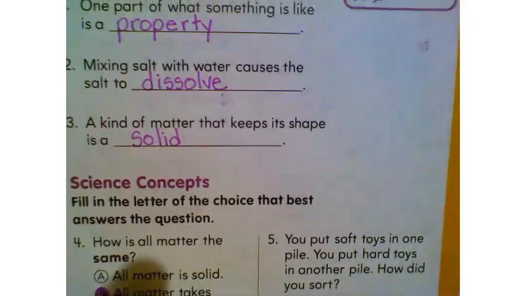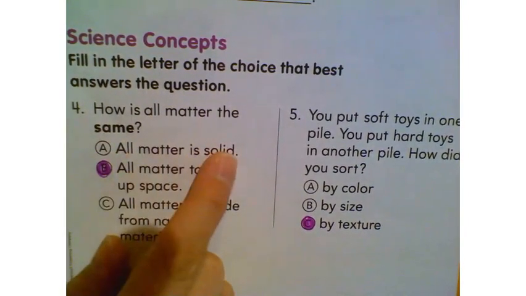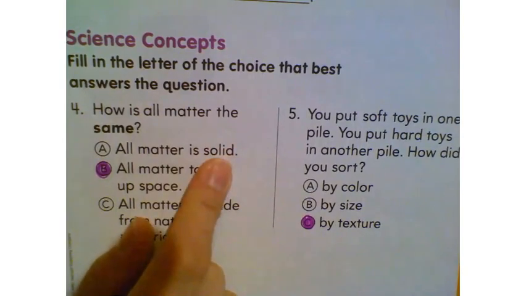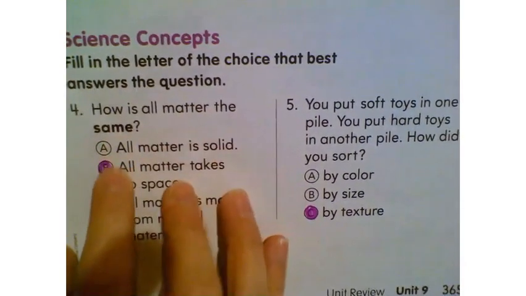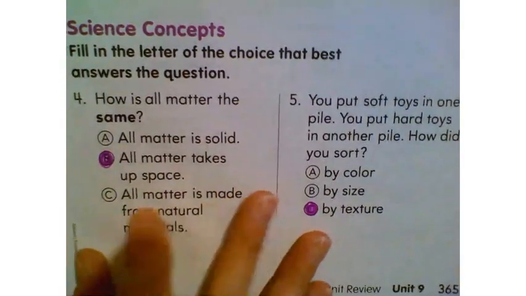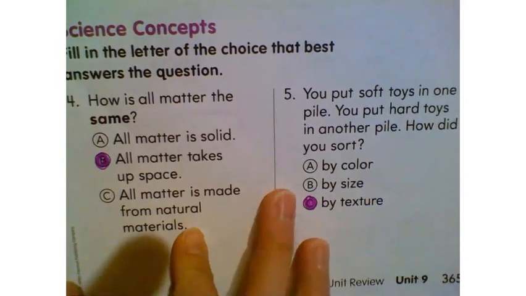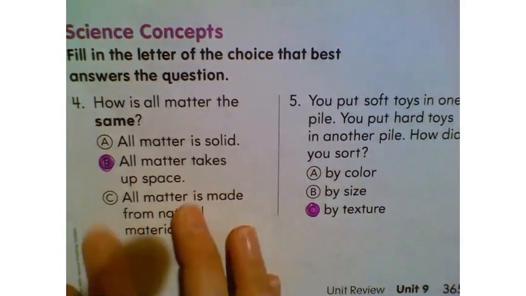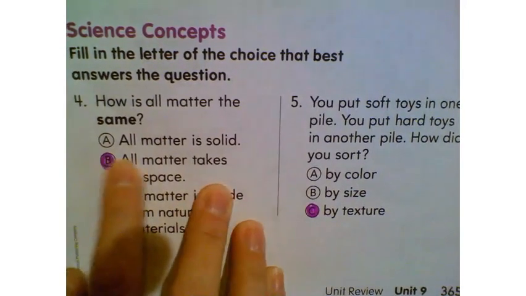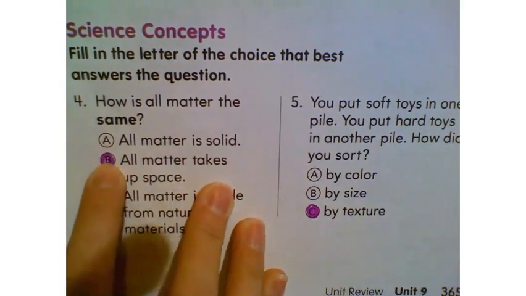All right, looking at number four here, it says, how is all matter the same? So I went through and I read the three choices here, and A said all matter is solid. I knew that one wasn't true because some matter is liquid and some is gas, so it couldn't be A. Looking at C, it said all matter is made from natural materials. But when we learned about man-made materials, we know that some things are not natural, but they still have matter because they still take up space and have mass. So it couldn't be C. That left B, which says all matter takes up space. I know that is true, so I filled in B. So you should fill in B for that one as well.